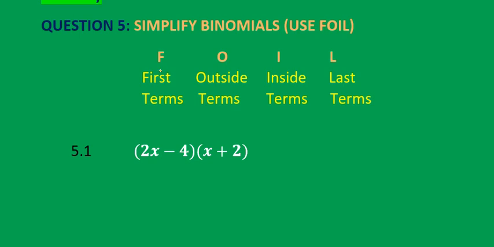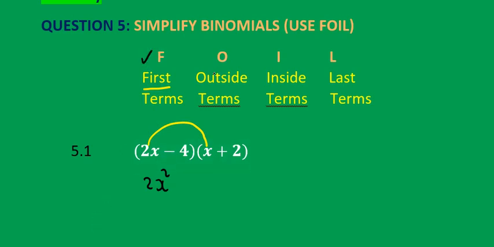FOIL means you start with the first terms of both brackets. So you'll multiply the first term of this bracket with the first term of the other bracket. That's what the F of FOIL stands for, the first terms. So if you do that, 2x multiplied by x will give you 2x squared. So we've done the first part of FOIL.